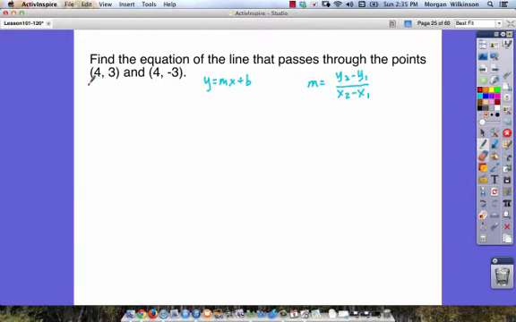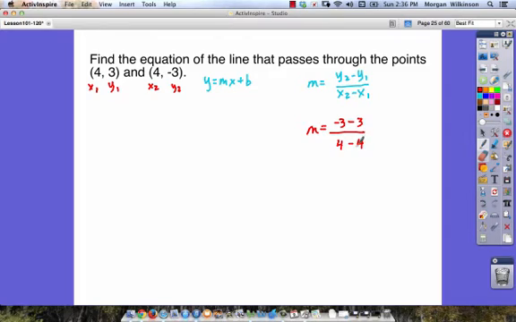So let's label everything. We're going to get x1 is 4 and y1 is 3. x2 is 4 and y2 is -3. We just read them from left to right to get x1, y1 and then x2, y2. So when we substitute into our equation, we're going to get m equals y2, that's -3, minus our y1 value of 3. Then we have x2, which is 4, minus our x1 value, which is 4.